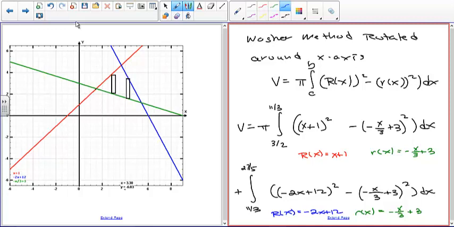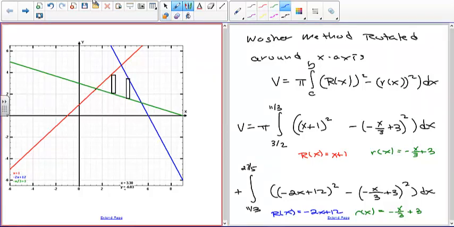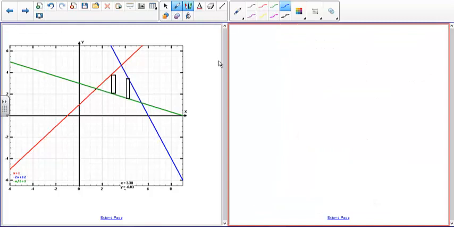So now what we're going to do is repeat that procedure. Luckily, we've got a lot of stuff already figured out here. We're going to do the shell method around the y-axis. Okay, so let's do that.